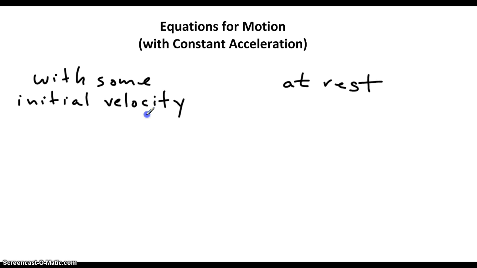The first equation is for finding the final speed of an object after it undergoes some acceleration. This equation says that final velocity, or Vf, is equal to the object's starting speed, which is initial velocity, Vi, plus acceleration times time.